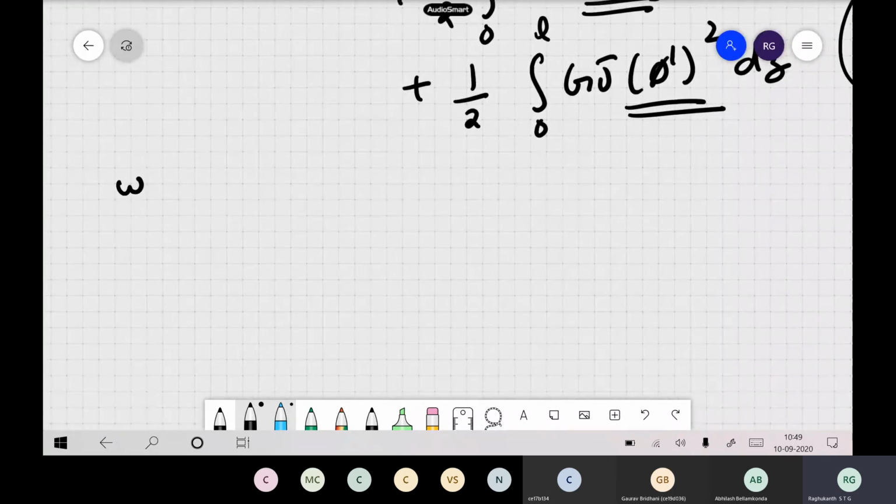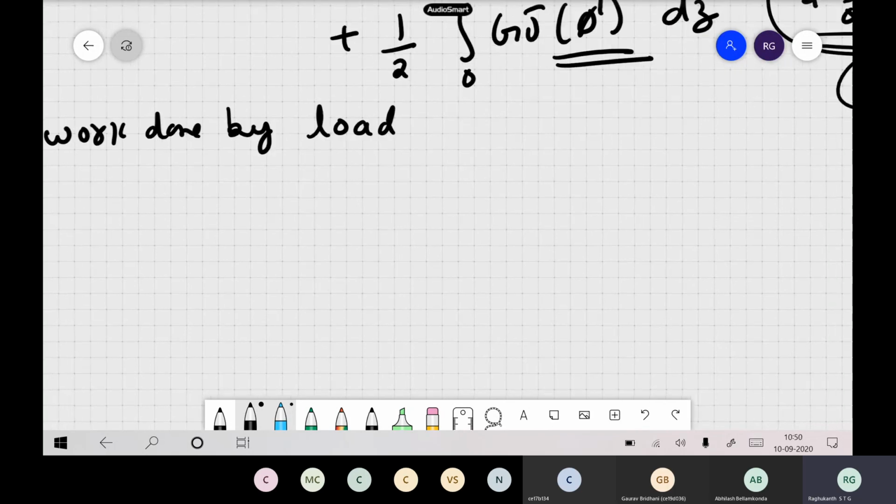Now you have to find the work done by the load. Like previously we wrote minus P by 2 times y double dash square. I think last class we did it in two dimensions, the Taylor series expansion. Now we have to do it for this load also.